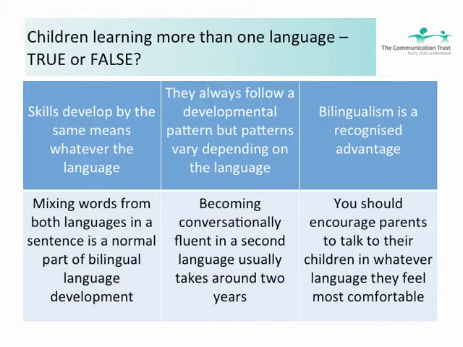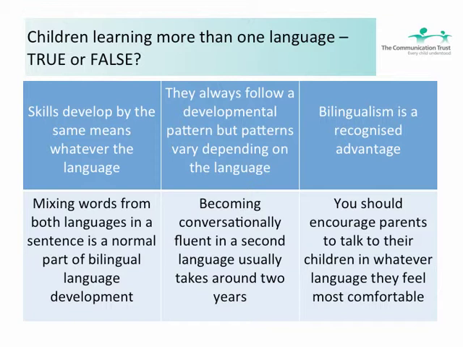So skills developed by the same means, whatever the language. So that means that the thing that I just talked about, that interactiveness, is the same whatever language children are learning. In the middle, they always follow a developmental pattern, but patterns vary depending on the language. The third one, to decide if it's true or false, is bilingualism is a recognised advantage.